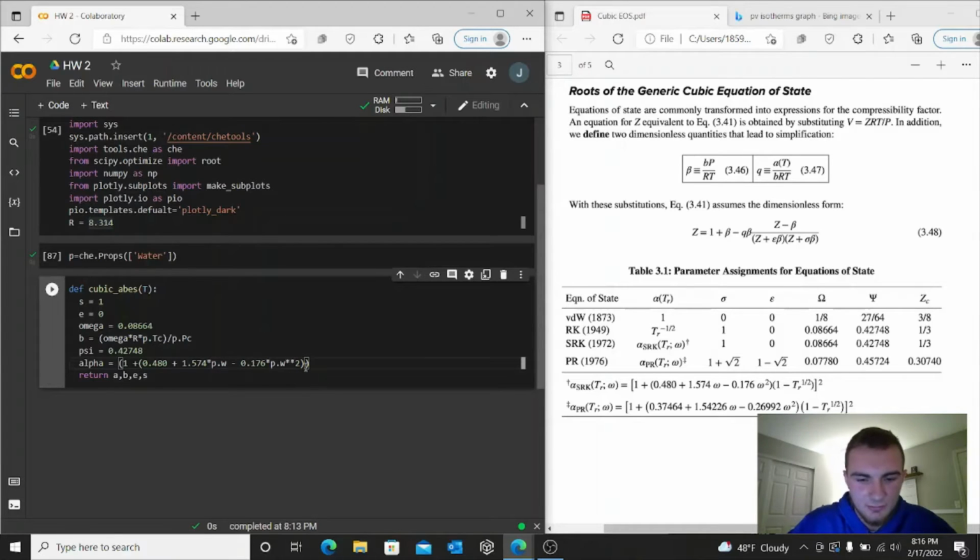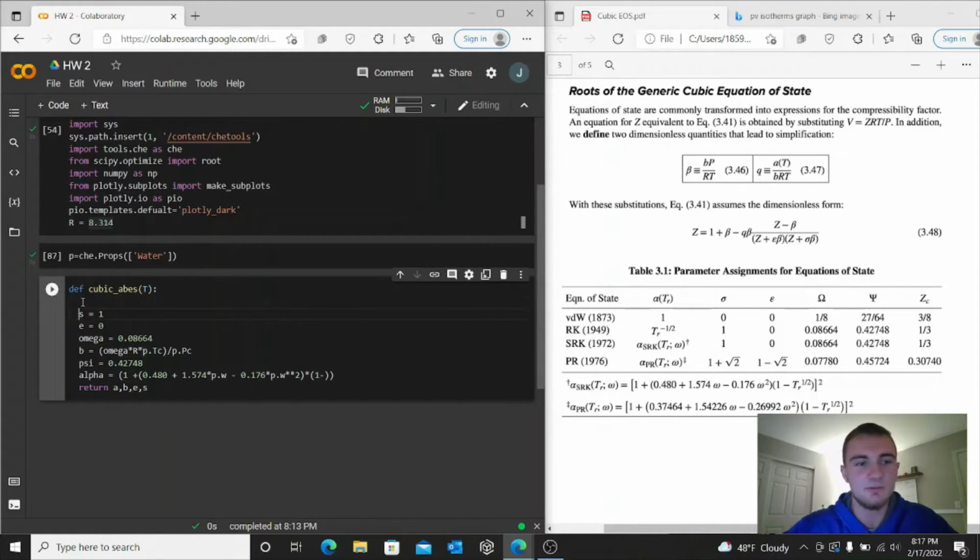And from here, we will be multiplying this by 1 minus Tr. Now, what is Tr? Tr is what is known as the reduced temperature, and we have a definition for it here. The reduced temperature is simply our temperature divided by the critical temperature of the substance you're working with. So we can do T divided by Tc here.